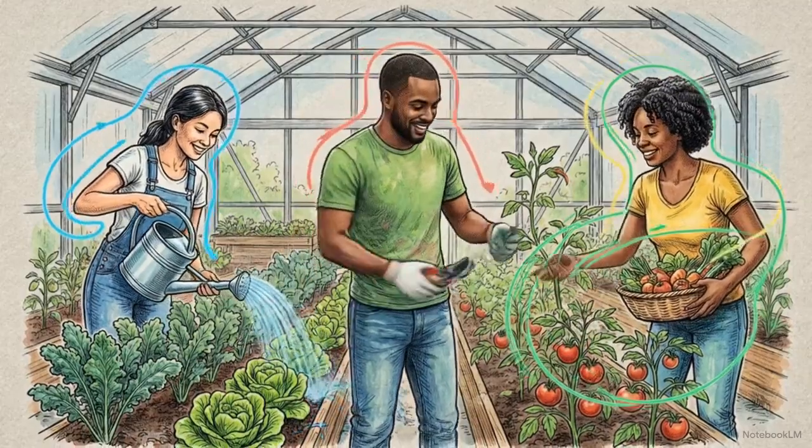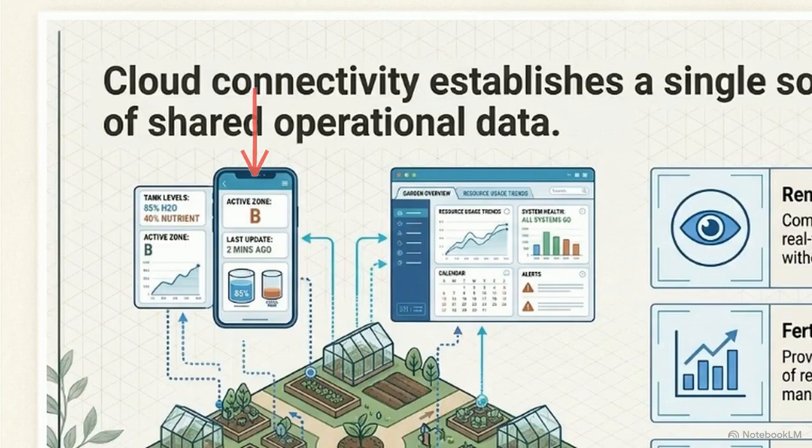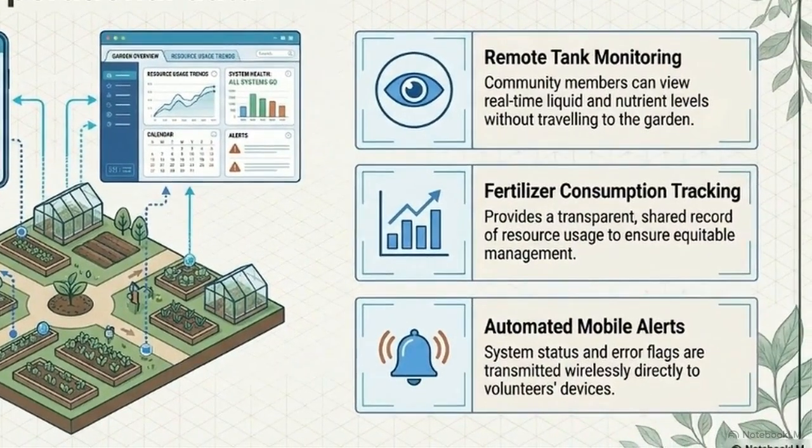This connectivity diagram shows how operational oversight goes mobile. The system sends real-time data straight to a digital dashboard, allowing volunteers to remotely monitor water and nutrient levels. That same dashboard maintains a transparent record of fertilizer consumption, guaranteeing equitable resource management across all growing zones.